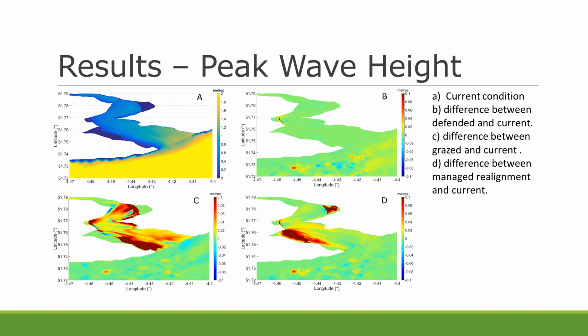With the reduction in wave attenuation due to the lack of vegetation as a result of grazing, the wave heights within the estuary are increased with a maximum of 0.1 metres at some locations. As with grazing, managed realignment causes a general increase in wave height throughout the estuary. These increases may be significant in terms of flooding and marsh erosion.